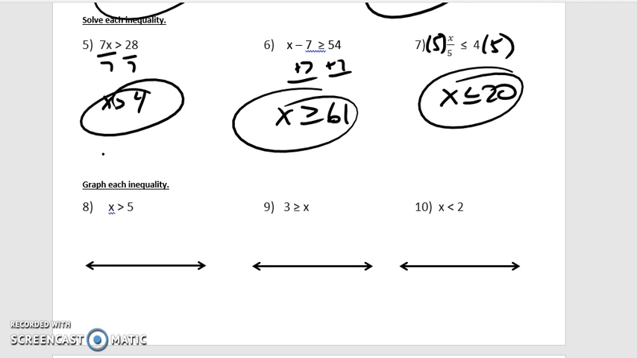All right, so now we're graphing our inequalities. Remember, with graphing, we have two things we've got to keep in mind: is it an open circle or is it a shaded in circle? All right, is it this or is it this? And then which way are we going to end up shading? So we like to put the number down itself.